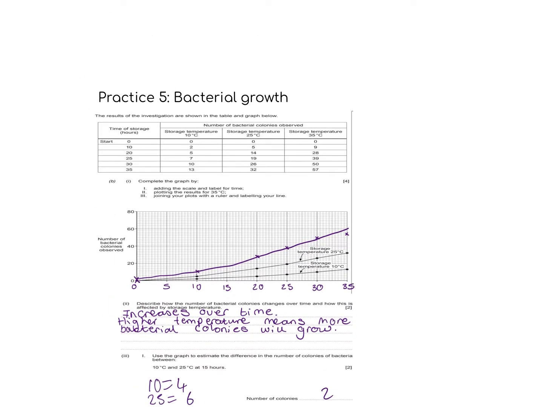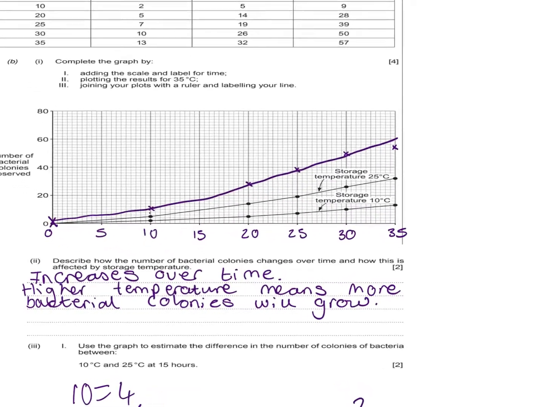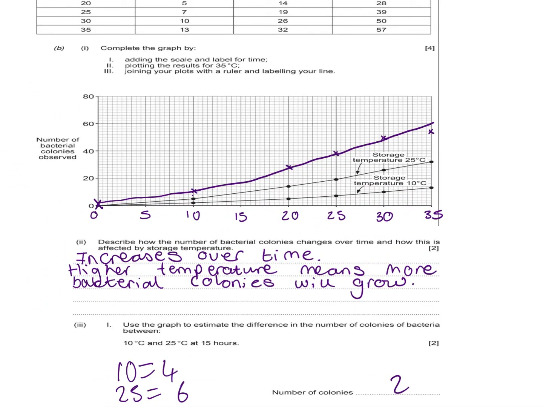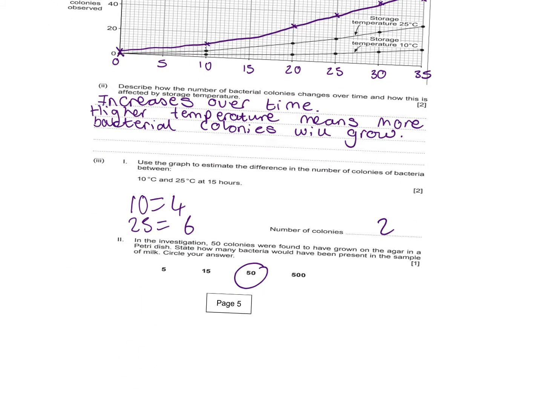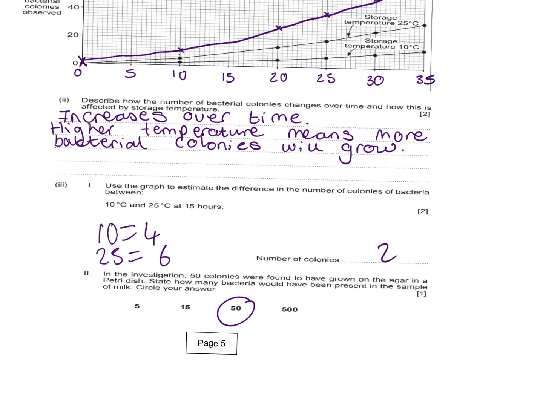Final question then is looking at bacterial growth. The first thing it asked you for 4 marks was to plot and do a line of best fit. For me, when I was doing it, that point didn't quite fit in my line of best fit. Depends how you did it. Describe how the number of bacterial colonies changed over time and how this affects storage. Increases over time, higher temperature means more bacterial colonies will grow. 10 to 25 then. So at 10 you would have got 4 bacterial colonies, 25 would have given you 6, so I took them away from each other, gave me 2 colonies. 50 colonies to start, there's going to be 50 colonies to end. That's a really nice 1 mark question there.